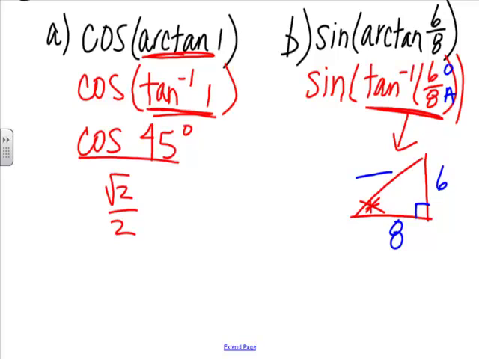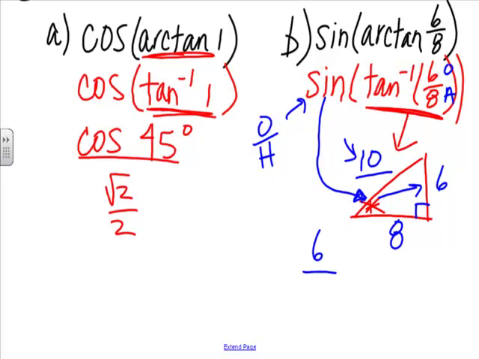So now you need to figure out what this is, and this is actually a rather famous right triangle of 6, 8, 10, or you could use your Pythagorean theorem. So now I need to find the sine of this angle. And if you recall, sine is opposite over hypotenuse. So in the end, the opposite of this angle is 6, and the hypotenuse is 10, and I'm going to go ahead and reduce that to 3 over 5.